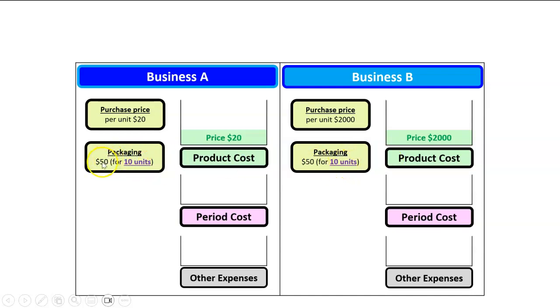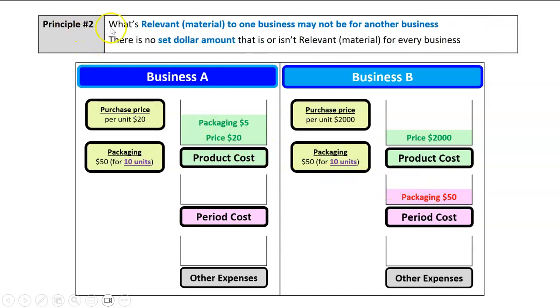So for business A, $50 for 10 units would be $5 per unit. It makes sense to call that a product cost. But over here, $50 for 10 units is still $5 per unit, but I'm going to call that a period cost. I'm just going to call it a period cost called packaging of $50. It was the same $5 per unit, so why did business A call it a product cost, yet business B call it a packaging cost? Well, principle number 2 says what's relevant or material or big enough to one business may not be for another business. There is no set dollar amount that is or isn't relevant for every business.